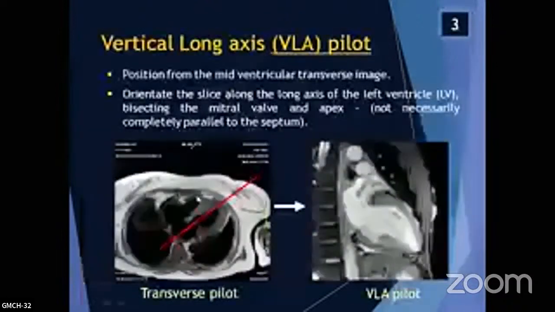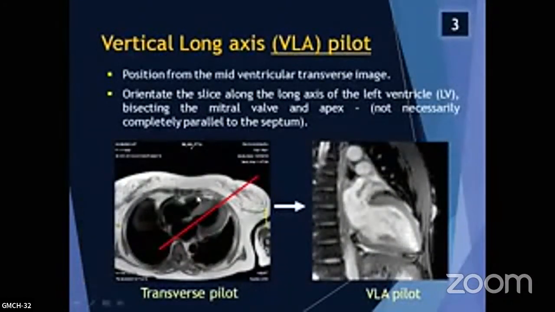So this is step number 2. Then we draw some pilot scans. Once you get this 4-chamber view, this is not a true 4-chamber view. You draw a line between the LV apex and the mitral valve. This is how you get a VLA pilot scan.